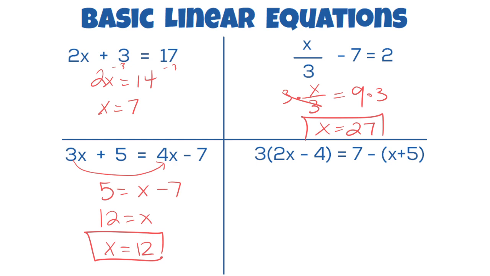Some of you might be able to do 2 steps in one. Move the x's to the left, the numbers to the right, all in one shot. We got lucky with this one because the x ended up with a coefficient of 1, and we didn't have a division step at the end.